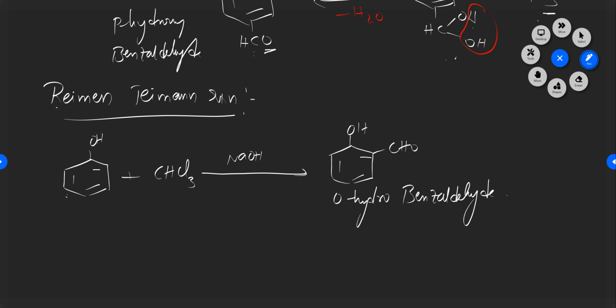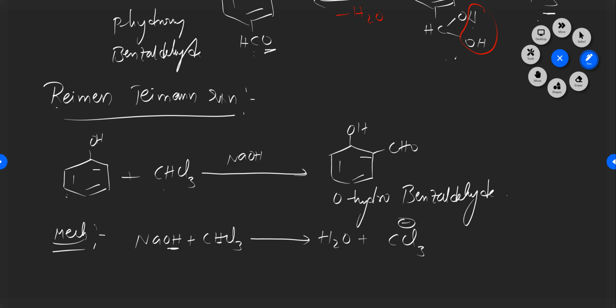So we are seeing the mechanism. First, I am taking the base and chloroform, NaOH plus CHCl3. So H plus is going to be released, OH minus forms H2O plus CCl3 minus. From this, Cl minus is going to come out by reacting with Na. NaCl is going to come out. The remaining is CCl2 with 2 electrons.